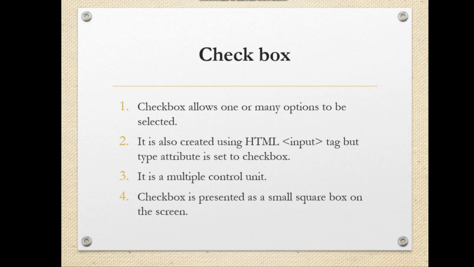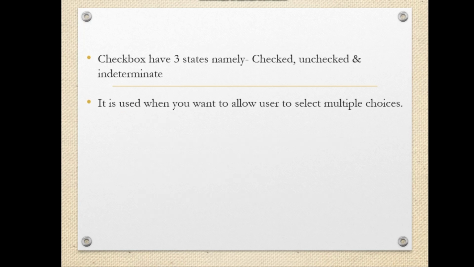Checkbox is presented as a small square box on the screen. Checkbox has three states, namely checked, unchecked and intermediate. It is used when you want to allow the user to select multiple choices. So basically students, checkbox is like a small square box on the screen, and we can have multiple selections at a time. In radio button we just had a single selection at a time, but in checkbox you can have multiple selections at the same time.